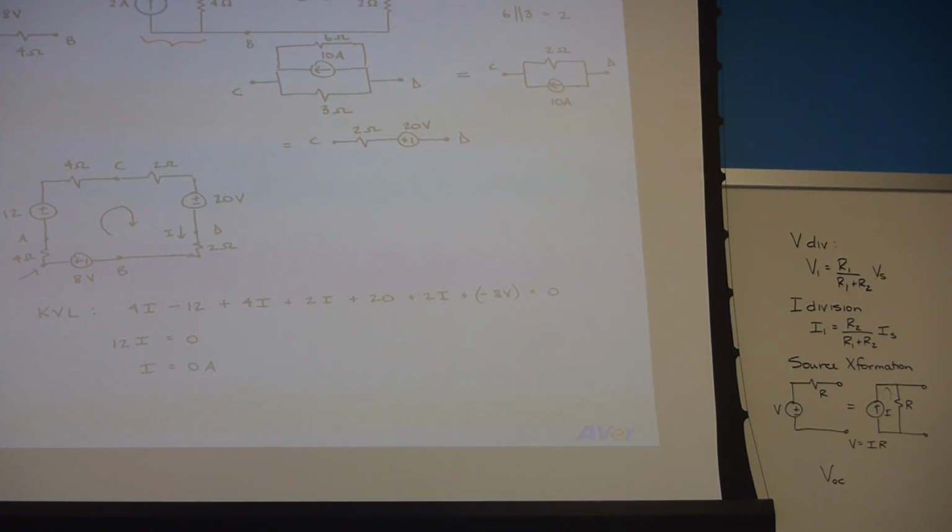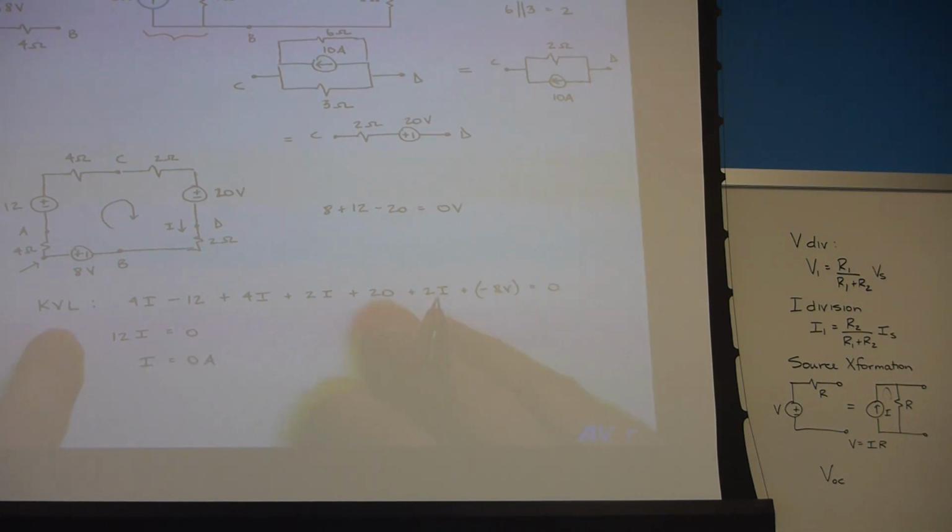The other thing we could have done here is to add up all the sources. So we have negative 20 plus 8 plus 12. There's no source in this circuit. That's the other thing that we could do. 8 plus 12 minus 20. If there's no source for a resistive circuit, there's no current. All right, so that's that one.